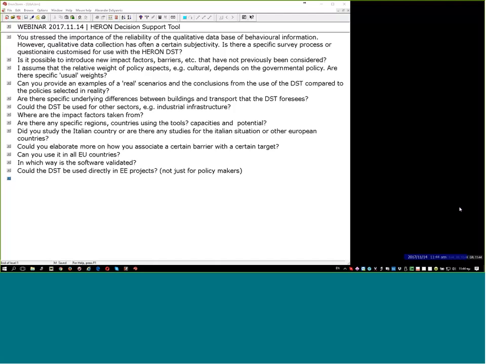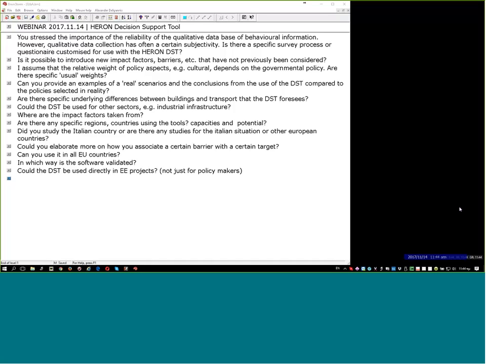The next question, could you elaborate more on how you associate a certain barrier with a certain target? That's in the background of the software, and the explanation is given in the manual, and we have that also in a paper that is published in the journal of the Prometheus Network. So if you go through that, you'll see how we connect it. Okay, to save time, I guess, yes.